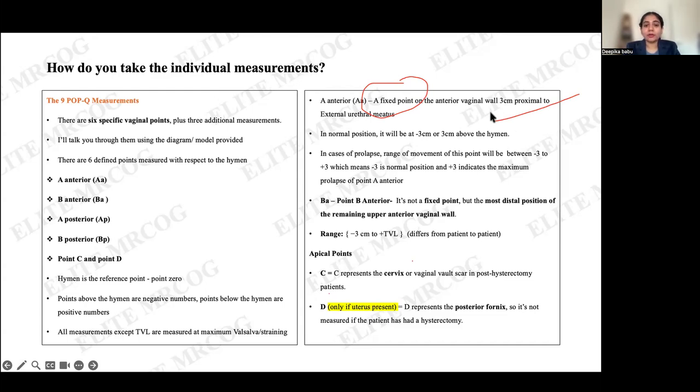Okay, if you're forgetting, please write it in your handheld notes and revise it regularly, because this station is going to be there in every exam, every alternate exam.